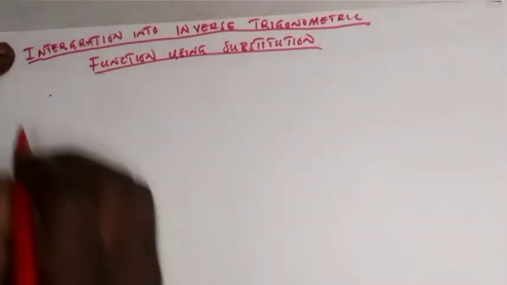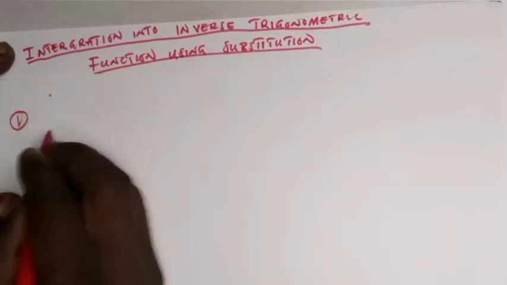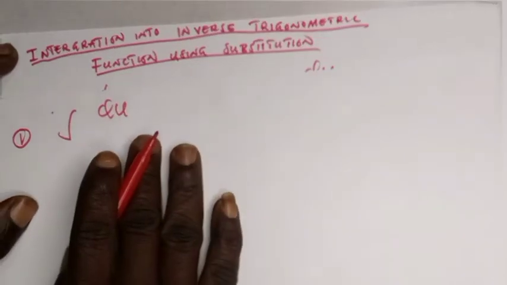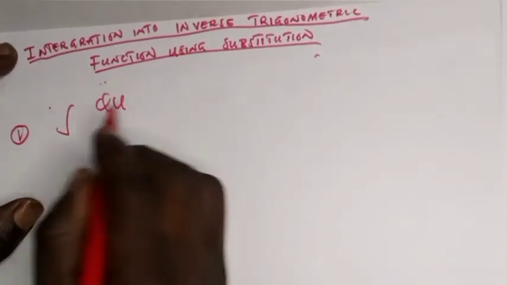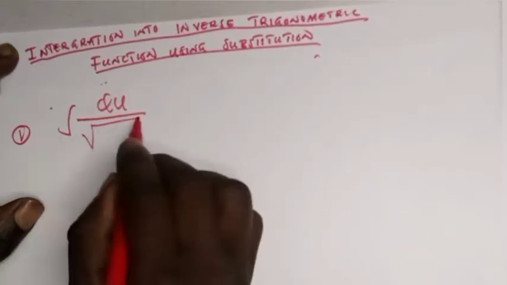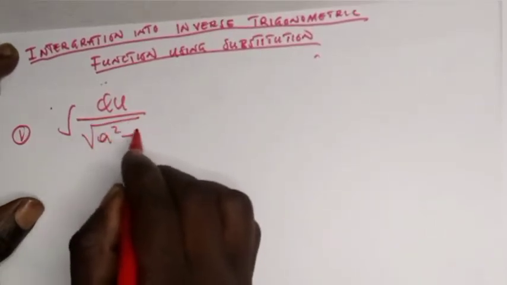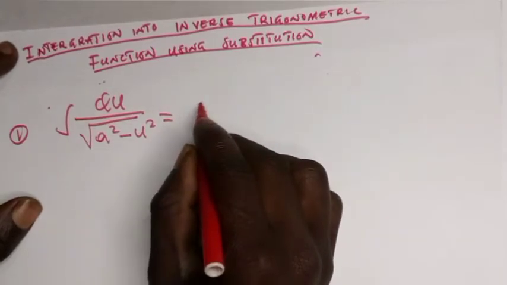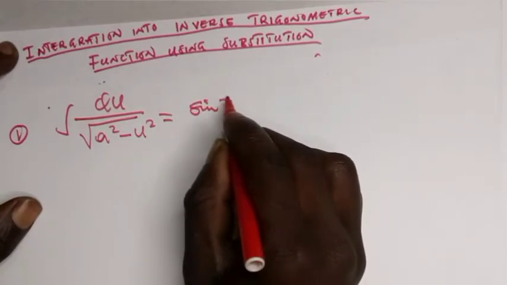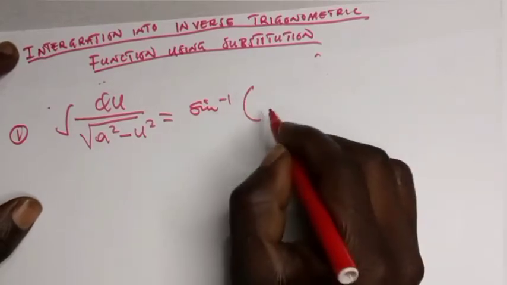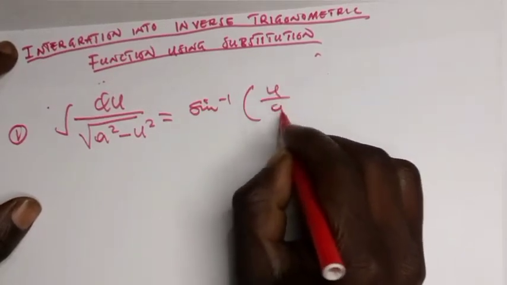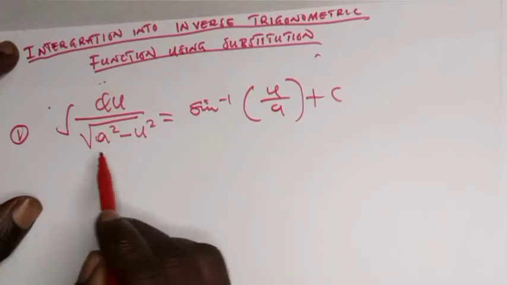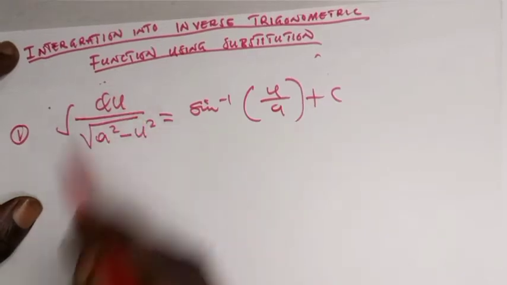The equation for number one: if we have the integral of du over the square root of a squared minus u squared, this must equal sine inverse open brackets u over a close, plus c. This is the formula which you must use when you have such an equation.